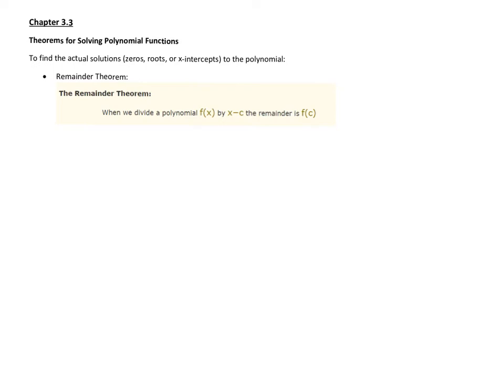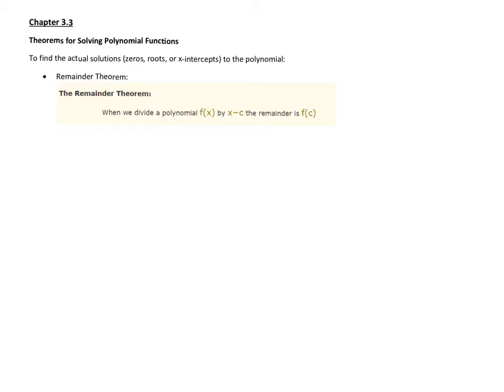We want to look at a couple theorems that help us in solving polynomial functions. So when we solve a polynomial, the idea is that we want to find where the zeros are. To do that, we're going to use a combination of three different theorems. The first theorem we're going to look at is the remainder theorem.